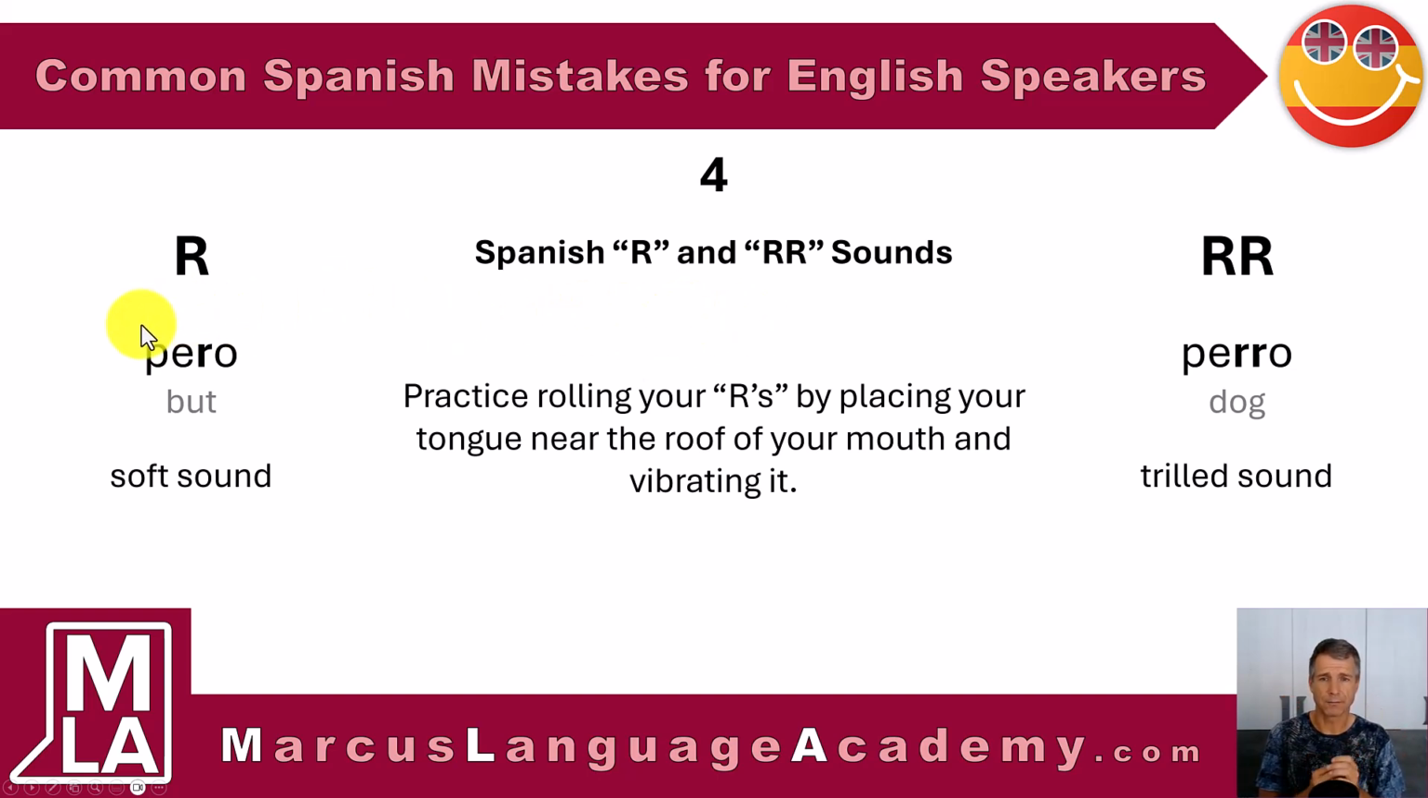The single R in words like pero, but, is a soft sound. It's a little bit softer. While the double R in perro, dog, is a trilled sound. You make it by rolling the R's, placing your tongue near the roof of your mouth and vibrating it. So it takes a little bit of practice, but in the end you will get it, I promise you.